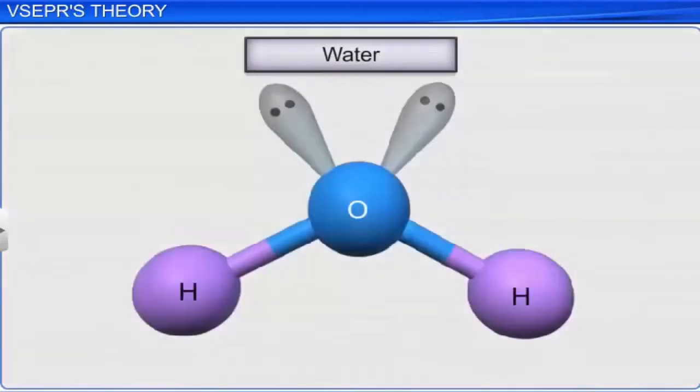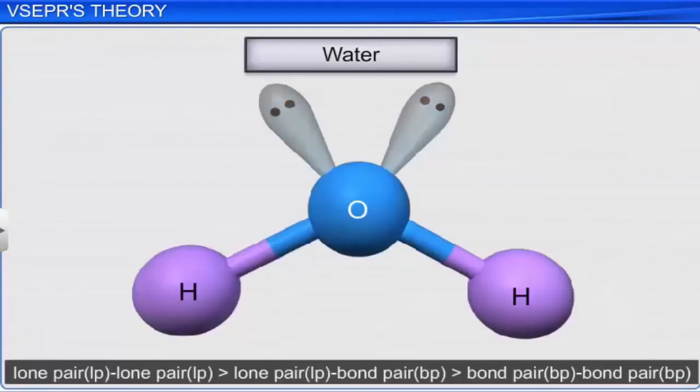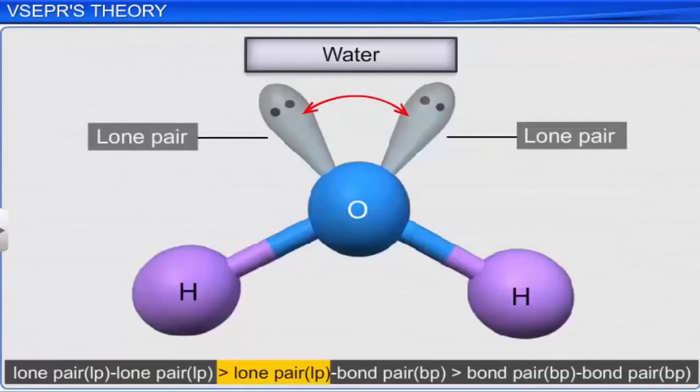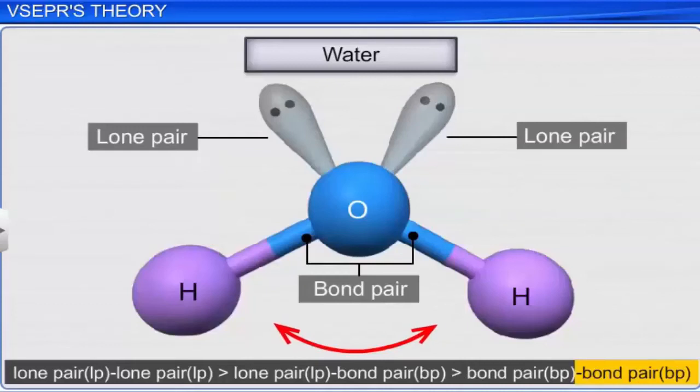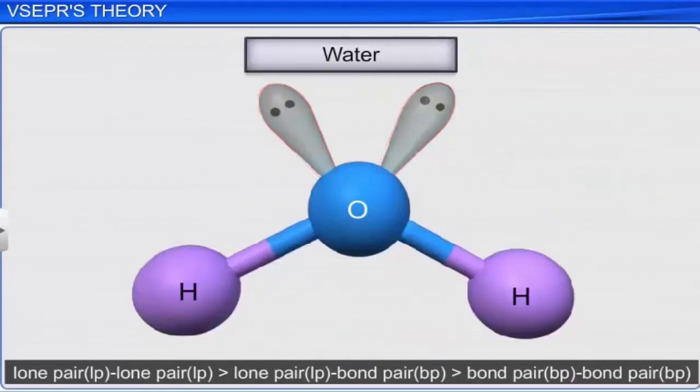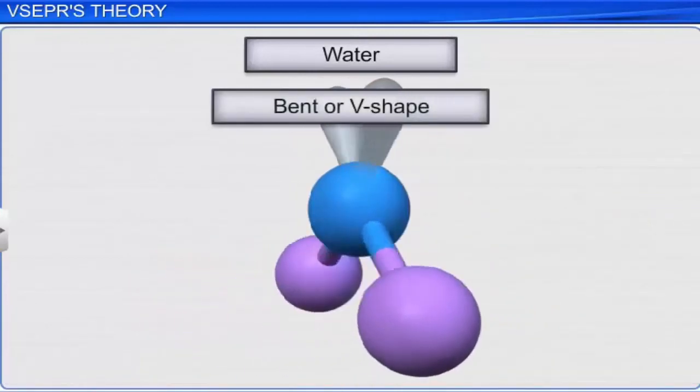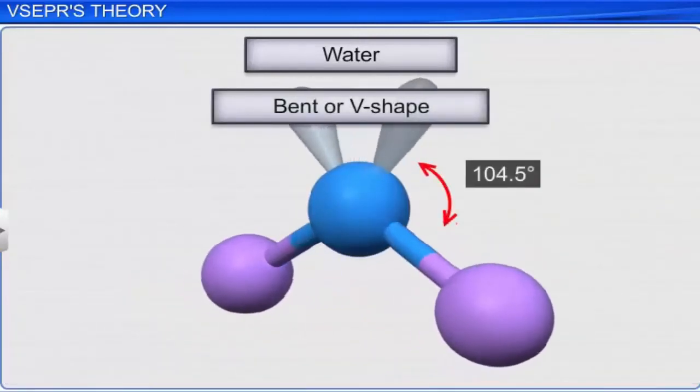In a water molecule, the central oxygen atom has 2 bonded pairs of electrons and 2 lone pairs of electrons. We have seen that repulsion between lone pair, lone pair and lone pair, bond pair is more than bond pair, bond pair. Thus, the 2 lone pairs on the central oxygen atom make the molecule distort from its regular geometry to bent or V-shape, making a bond angle of 104.5 degrees.